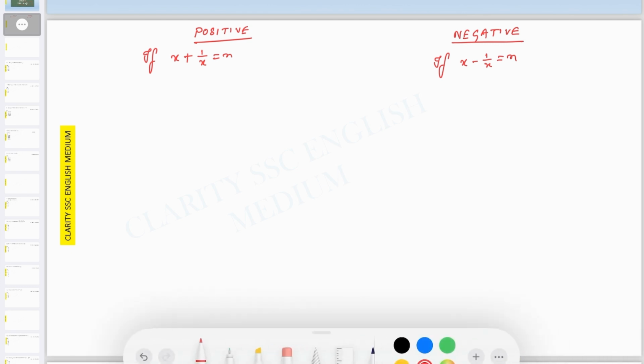In order to understand this topic, let me write this. The first one is the positive one and the second one is the negative one. What I mean by positive here is x plus 1 by x. That means if x plus 1 by x is equal to n, and on the right side, if x minus 1 by x is equal to n, I will try to compare here. Let me draw a margin. Here, let's see this.